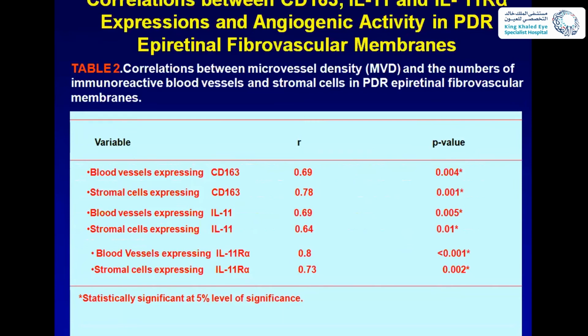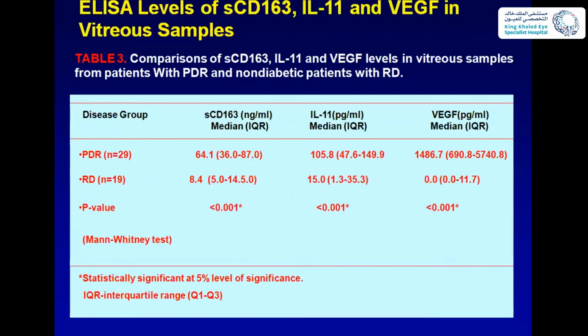So this is the correlation with microvascular density. Now we have finished with the epiretinal membrane, its fibrotic tissues and the expression of soluble CD163. Now we will talk about the vitreous sample.